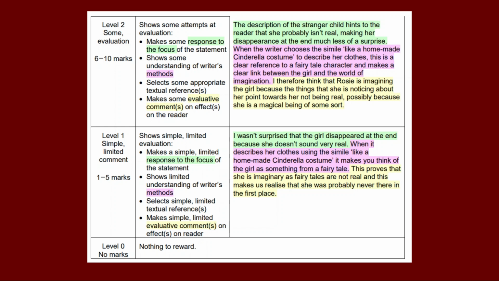And there are evaluative comments, but they're not very detailed. So I think that Rosie is imagining the girl because the things that she is noticing about her point towards her not being real. Fine, that is absolutely fine, but we need a little bit more. We need more to back it up, which is what we're going to look at.